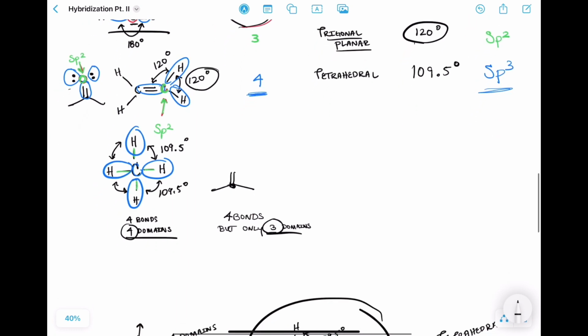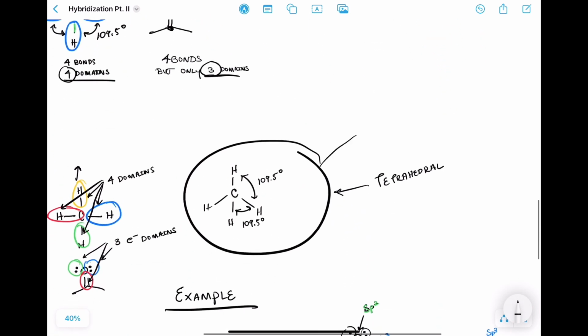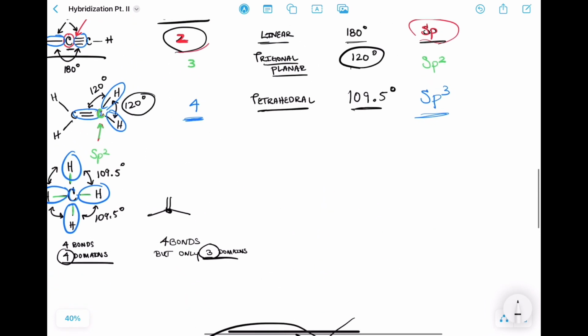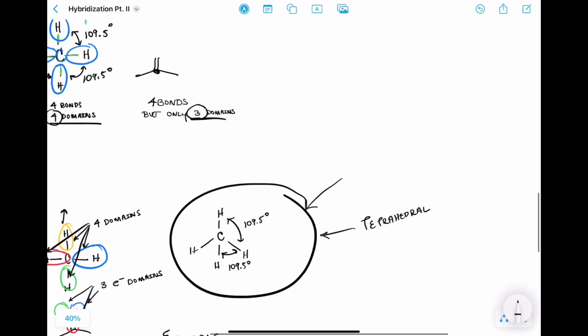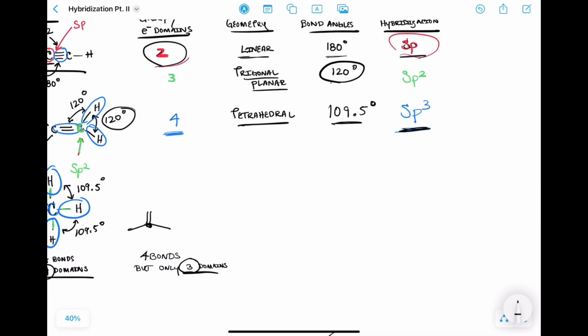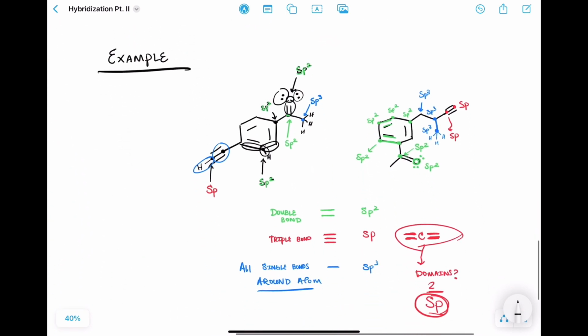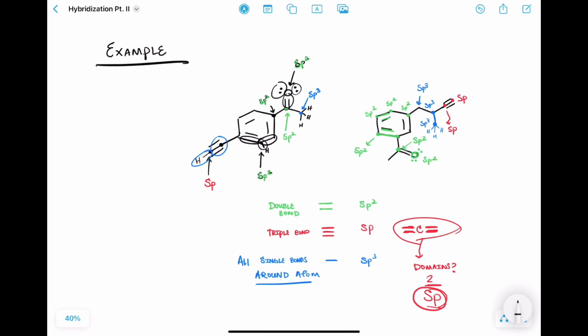For carbons or atoms with 4 domains around them, we're going to have a tetrahedral geometry with 109.5 degrees of separation. It's going to look like this down here, 109.5, essentially a tetrahedral shape, like a pyramid with a triangular base. And so we would have those be sp3 atoms, right? So these are the examples of what we can do with that knowledge.